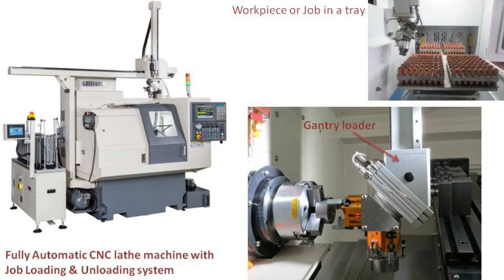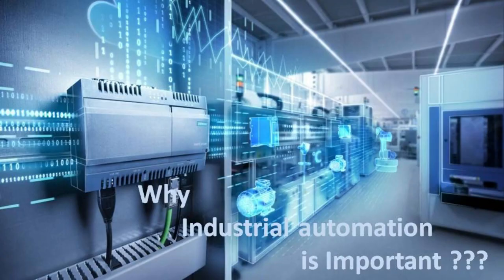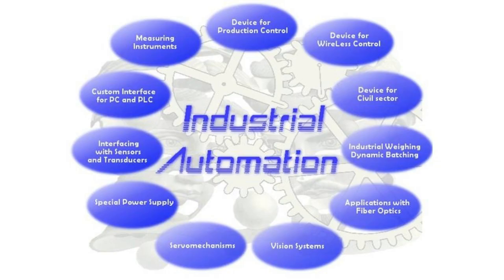Why is automation important in today's world? Because it not only improves the quality of the product and services, it also reduces downtime and human error.